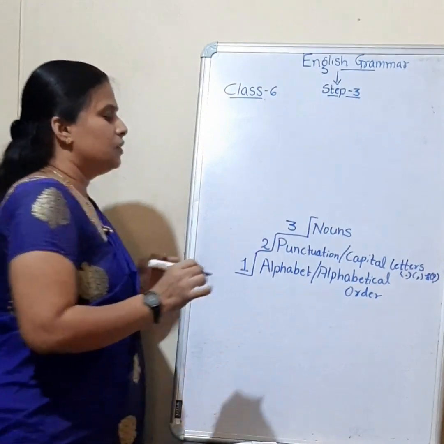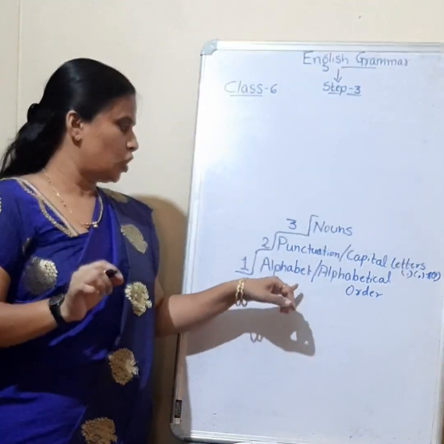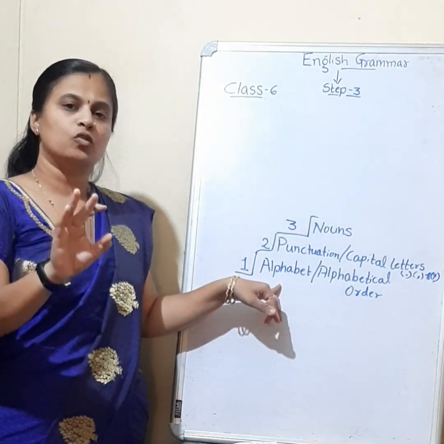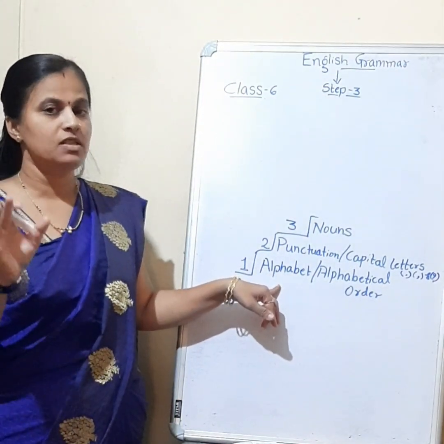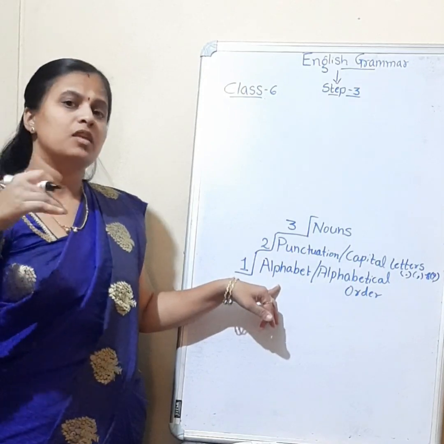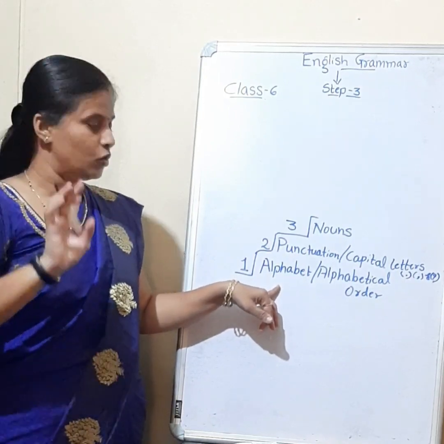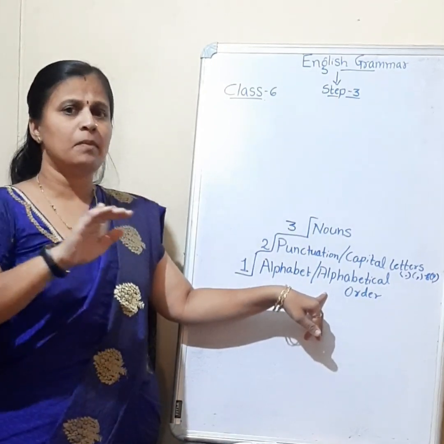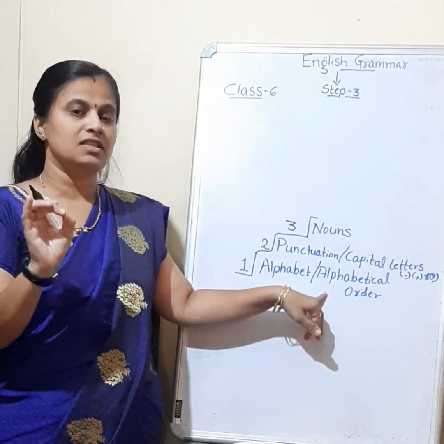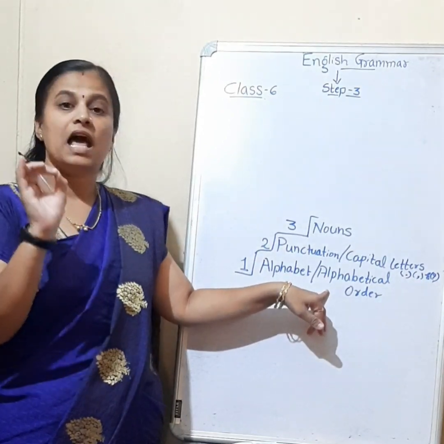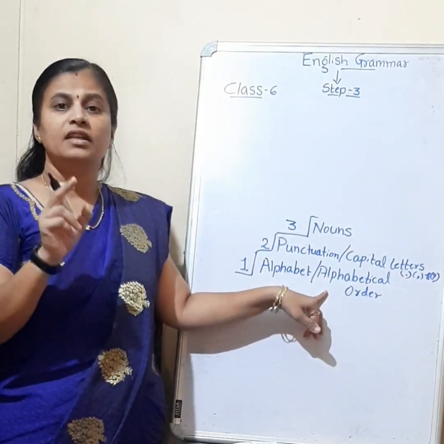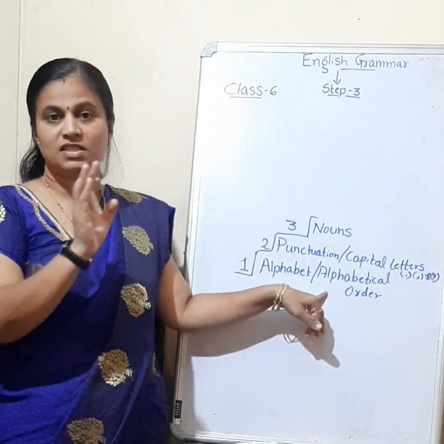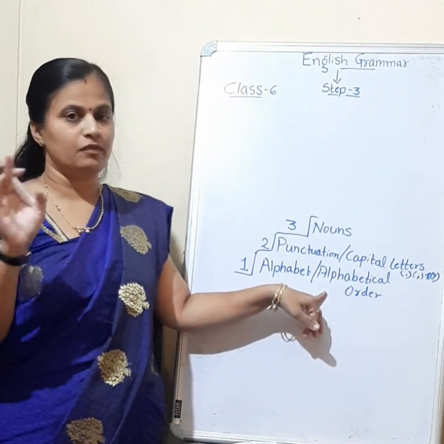Let me just tell you in short. There are 26 letters in the English alphabet. Out of 26, 5 are considered as vowels, A, E, I, O, U. The remaining 21 are considered as consonants. These 26 letters are arranged in a particular, systematic order, which is called alphabetical order. If you know this order, you can easily find words in the dictionary as well as the telephone directory.